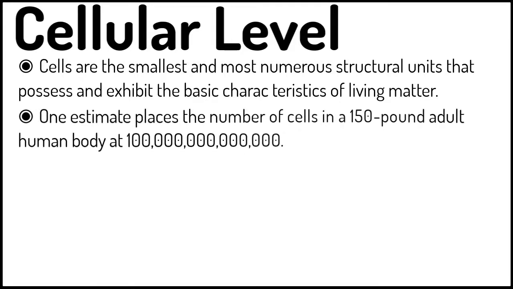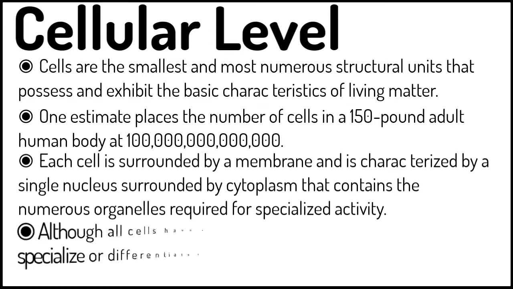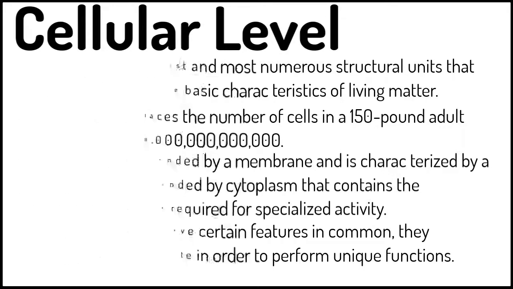You might be thinking, how many cells are there in the body? One estimate places the number of cells in a 150-pound adult human body at 1 quadrillion. Each cell is surrounded by a membrane and is characterized by a single nucleus surrounded by cytoplasm that contains the numerous organelles required for specialized activity. Although all cells have certain features in common, they specialize or differentiate in order to perform unique functions.